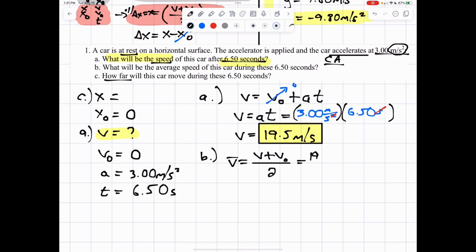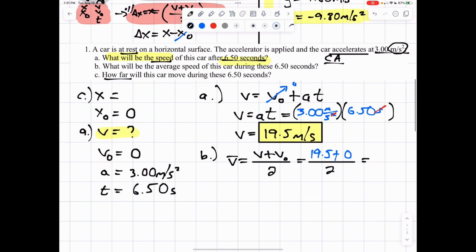So this would be 19.5 plus 0 divided by 2, in which case you would get about 9.75 meters per second squared.